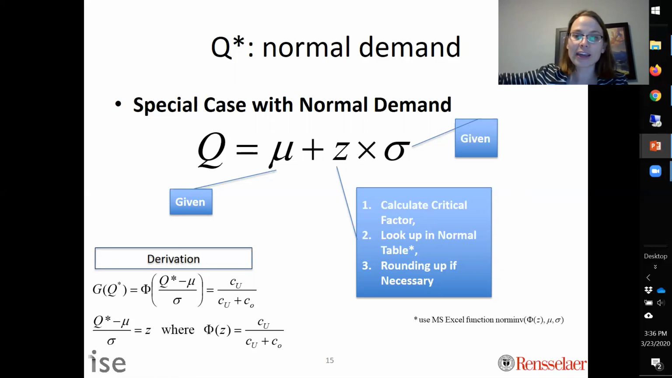Then we need to go look that up in the normal table or use the Excel function norm inverse, and then round up if necessary, and that will give us Z, and then we can plug that all in to get Q. So again, I want to emphasize anything with Z only works if you have normal demand. It's a special case because the Z tables give us the cumulative distribution function with these relationships. The Newsvendor problem works with any cumulative distribution function, but you cannot be using this equation.